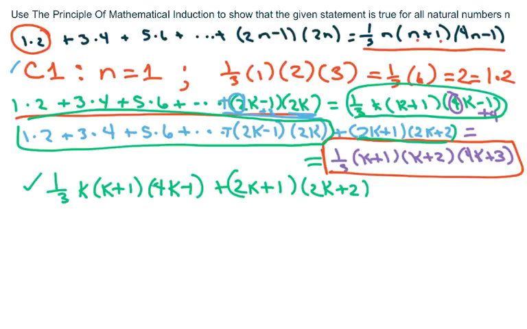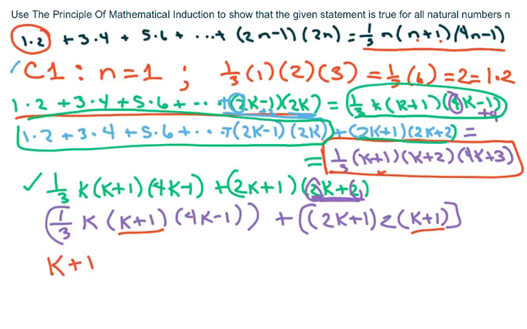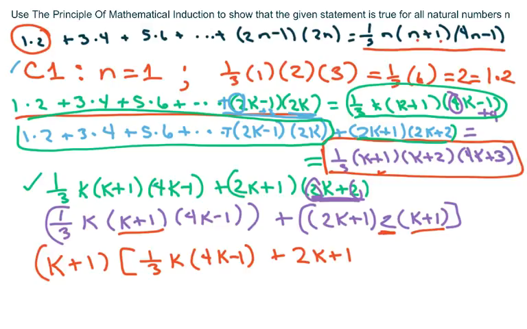What I'm going to do is pull out a 2 here. So let me write it again. Okay, so there's that part, plus 2k plus 1. And I'm going to factor out this 2, and we get k plus 1. Now the reason I did that is so I can factor out a k plus 1. We have one right here. So I'm going to factor out the k plus 1, and this helps us out quite a bit. 1/3 k times 4k minus 1 plus 2k plus 1. And then we have this plus times 2.